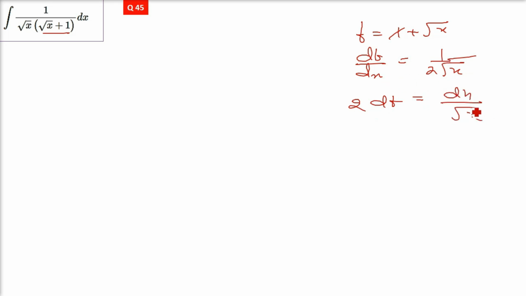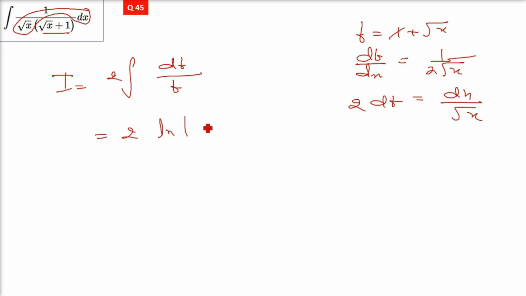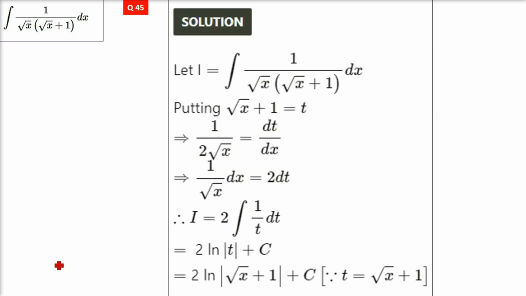Now dx by under root x is already there. See, this one is already there. It's 2 dt. So wherever you encounter this dx by under root x in this question, just put it as 2 dt. I have taken the 2 outside. So it will be simply 2 ln modulus of t plus c. 2 ln, what was t? T we initially assumed to be 1 plus root x, plus constant of integration. Now this is the solution.